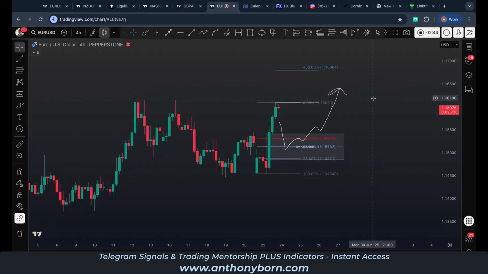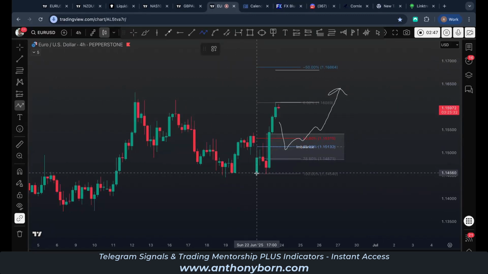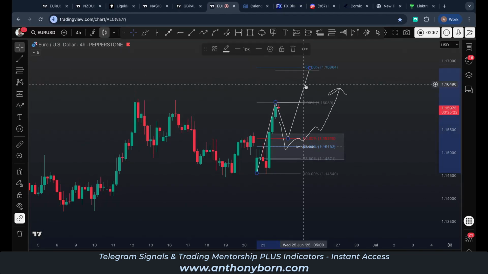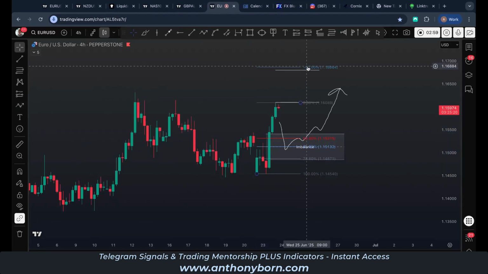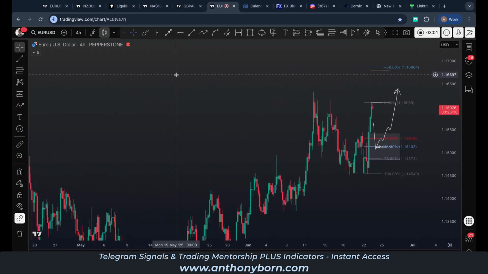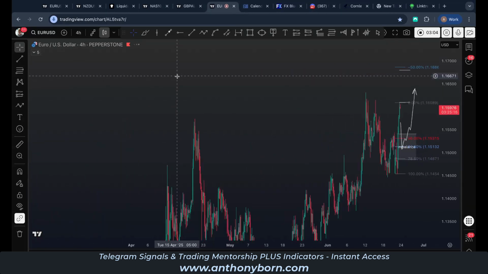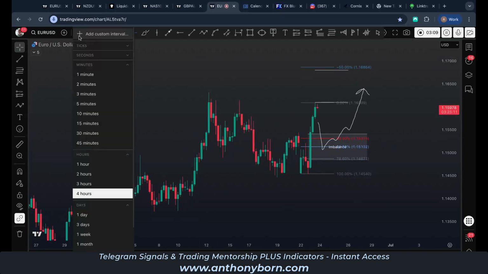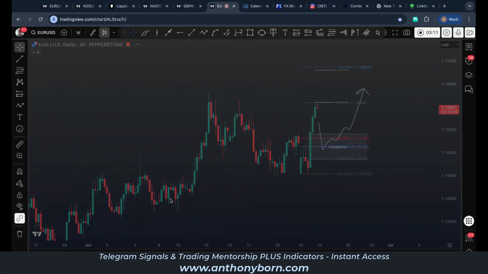So if we just pick up this tool here, if we go low to high A, B, right, down into the 50 C, D measured move, right? So that's a valid target. You could also look left and see what we have previously, and let's just do that actually. Let's have a quick look on the weekly.